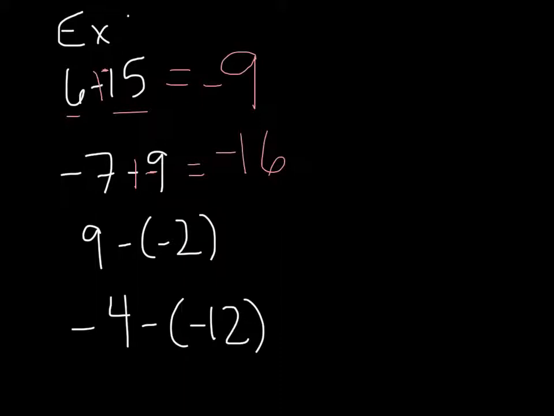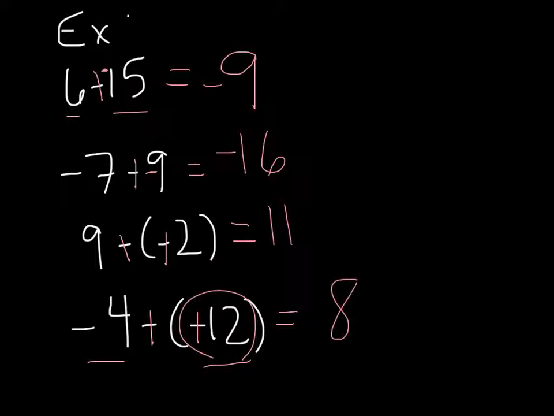9 minus negative 2. Add the opposite. Zoom. All I have, 9 plus 2 is 11. Negative 4 minus negative 12. Add the opposite. Negative 4 plus positive 12. 4 negatives, 12 positives. I have more positives. How many more? 8. And they're positives, so my answer is positive 8.